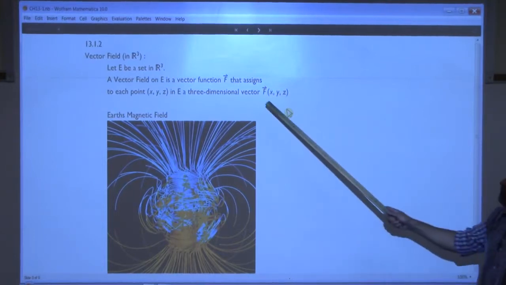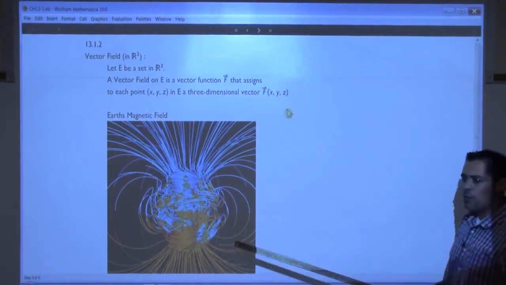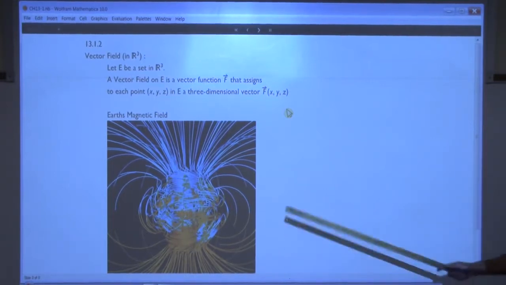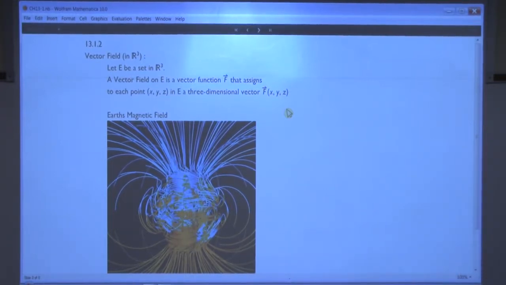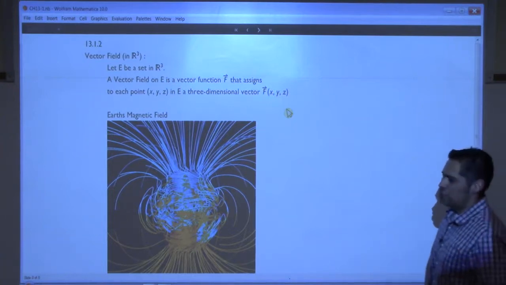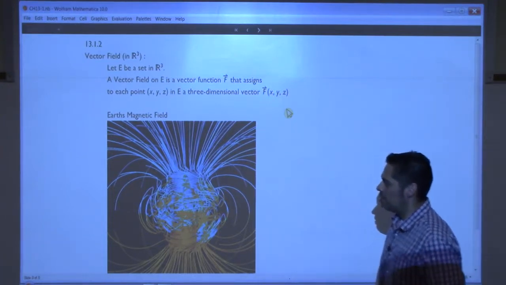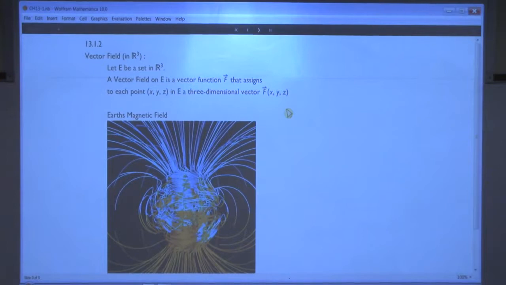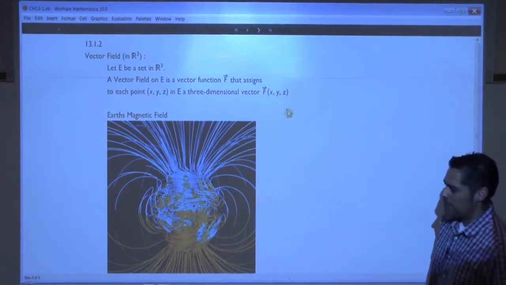So that would be capital F of x, y, z. You give me where you are, I'll tell you what the vector is. This is a computer rendition of the Earth's magnetic field. I found this online too, all right? I thought it was a pretty cool picture.